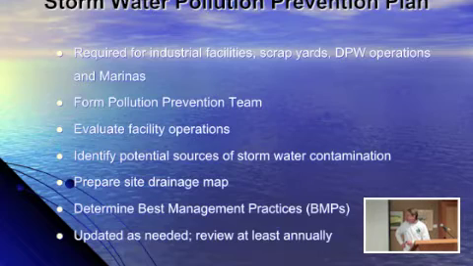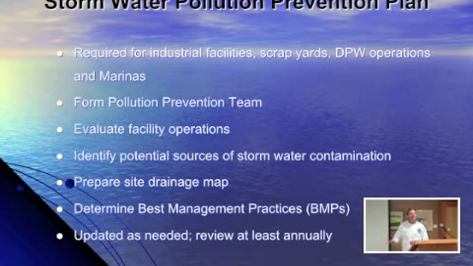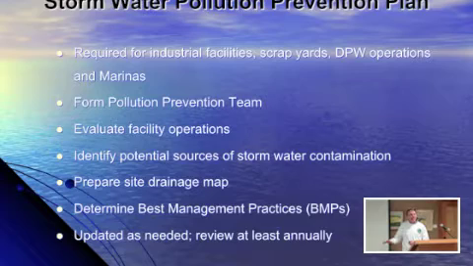The steps in developing a stormwater pollution prevention plan: you first have to identify your pollution prevention team. At your facility, you need to identify who's going to be responsible for implementing these measures and for making sure that these measures are maintained. And then you need to evaluate your facility operations.